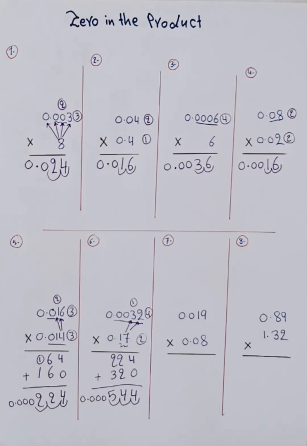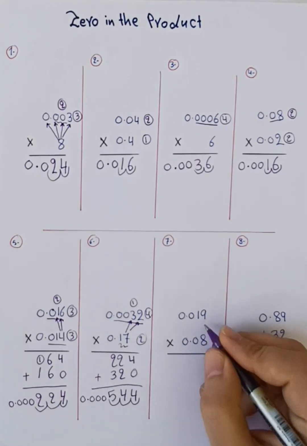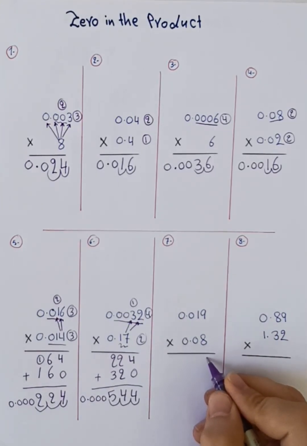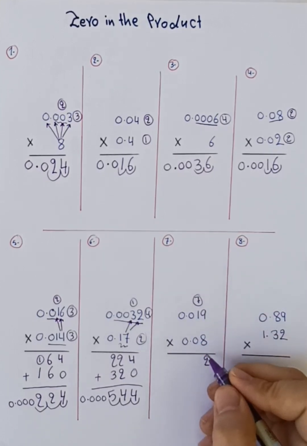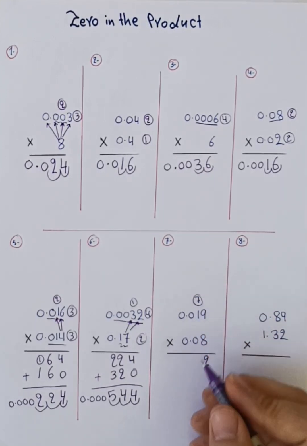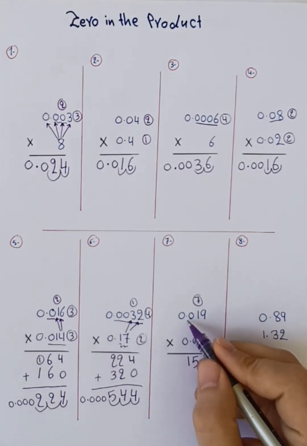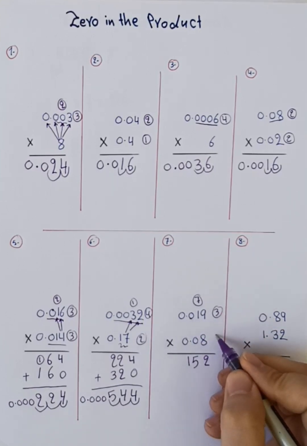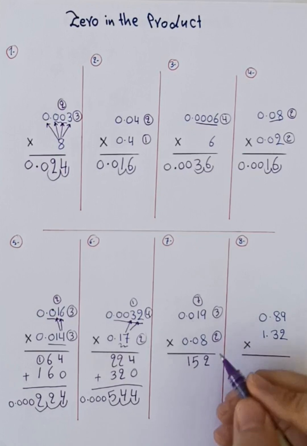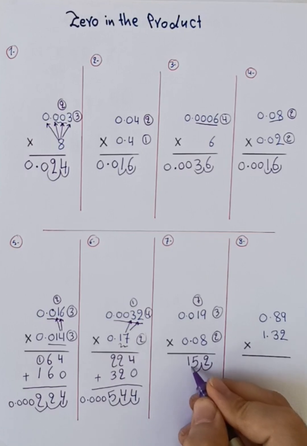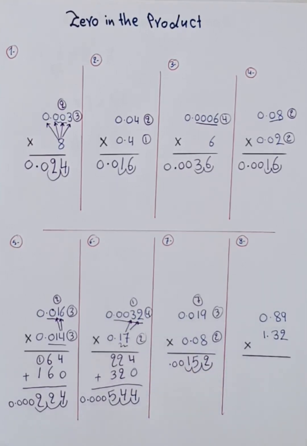Example number 7, we have 0.019 thousandth multiplied by 0.08 hundredth. 8 times 9 equal to 72. We have to regroup. 8 times 1 is 8, plus 7 is 15. Now, in the first number after this point, you have 3 numbers. In the second number, we have 2 numbers after this point. 3 plus 2 is 5. You have to skip 5 numbers and then write the decimal point. 1, 2, 3, 4, 5. And then write the decimal point and another 0.